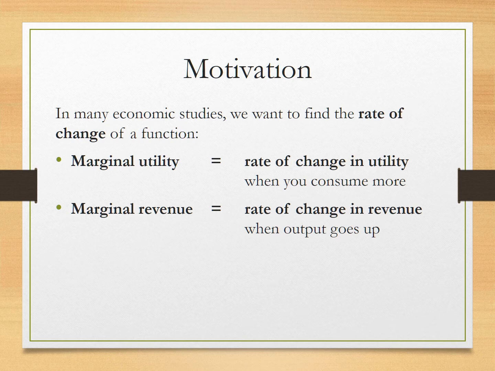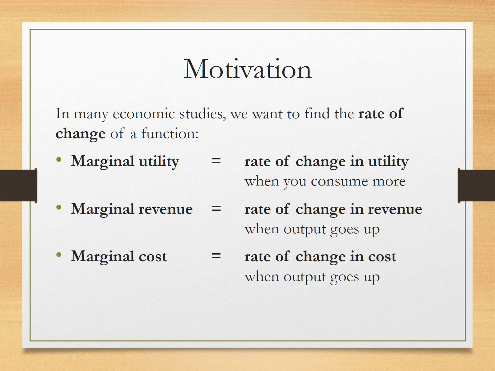So that's the rate of change in revenue. How fast is your revenue going up as you increase output? So that's half of the equation in terms of making money. How much money you're bringing in. What's the other half? Well, the other half is how much money you're paying out. That's the marginal cost, the rate of change in cost. As you produce more, things get expensive. Right?